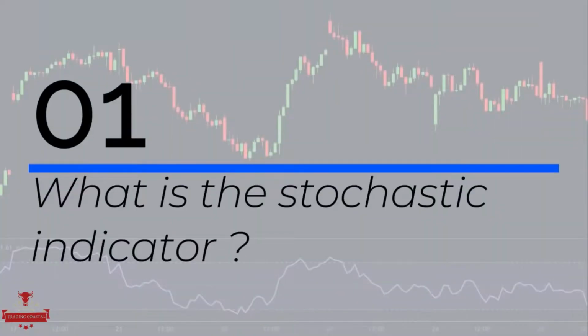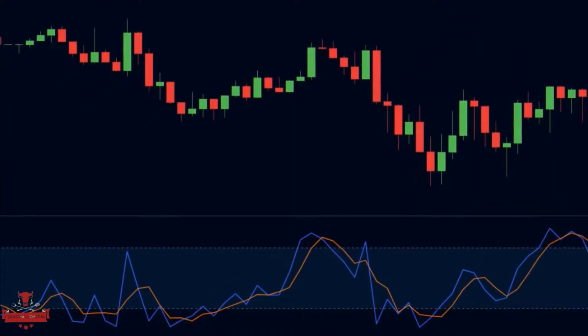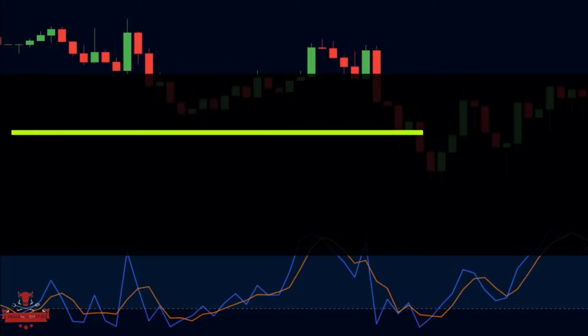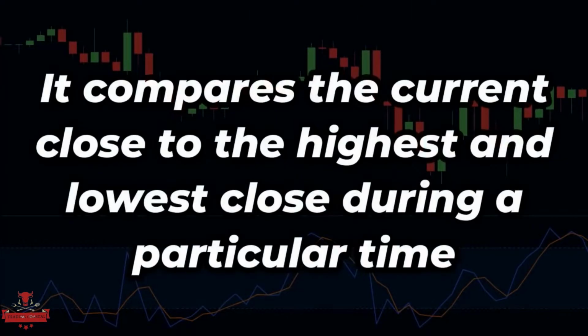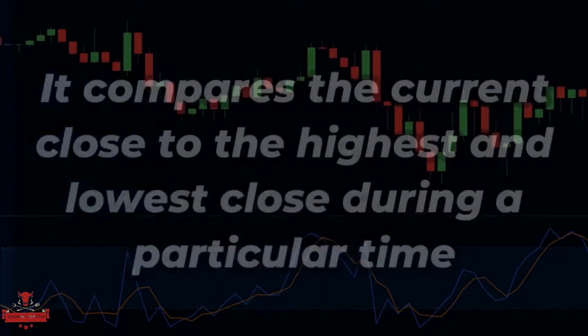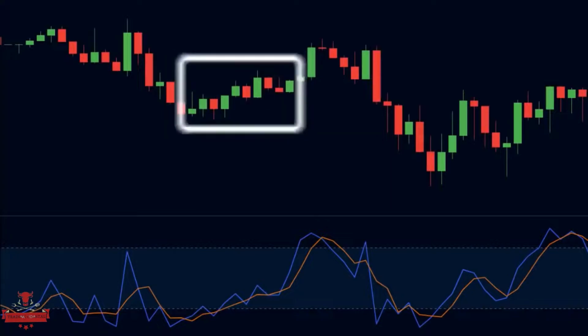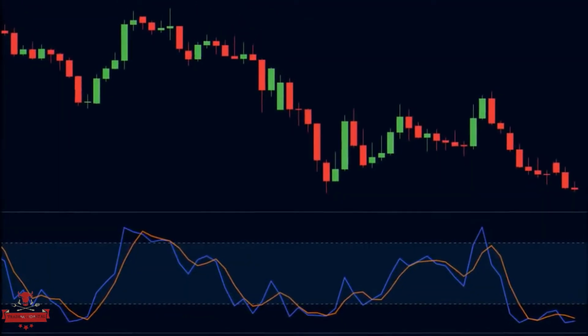First, let us understand, what is the stochastic indicator? Stochastic indicator is a short-term momentum indicator that is very similar to the RSI indicator. The basic premise of the stochastic is that it compares the current close to the highest and the lowest closes during a particular time period. So, if we chose a 10-period stochastic, it will show where the current candle is in the range of the last 10 candles. So here is the stochastic indicator.